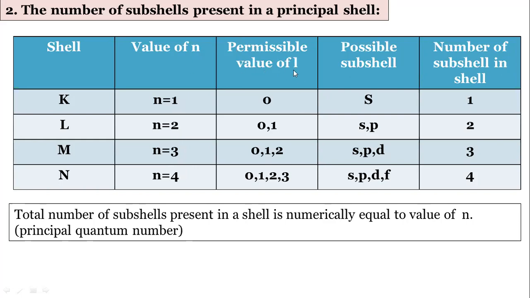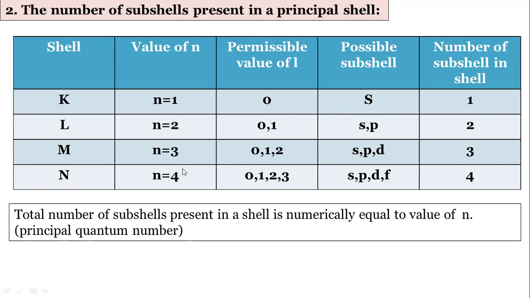See the permissible values of l. For 1, it is 0. For 2, it is 0, 1. For the third shell, it is 0, 1, 2. Fourth shell, it is 0, 1, 2, 3. So possible subshells. Now tell me the values. 0 किसके लिए S, 1 P, 0 1 2 SPD, 0 1 2 3 SPDF, and the total is given as 1 2 3 4.